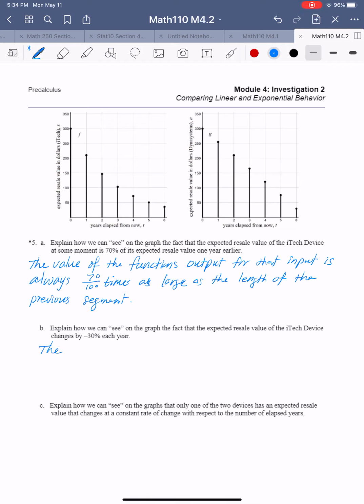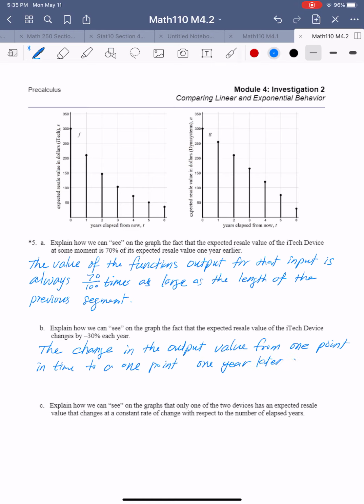So the change in the output value from one point in time to one year later is negative 30 over 100 times as large as the output value at the beginning of the interval.